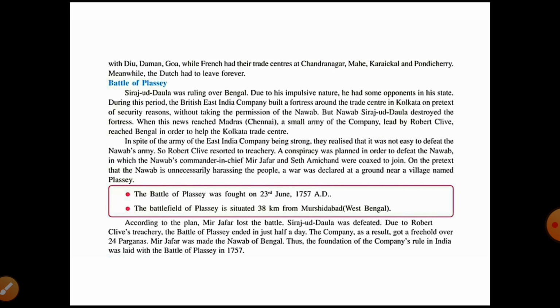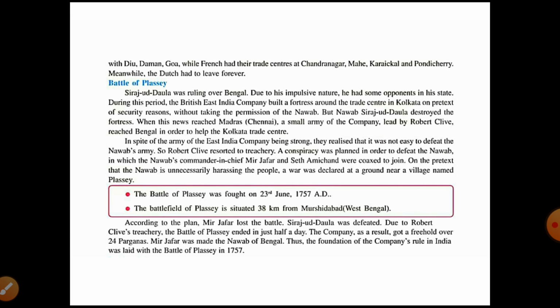According to the plan, Mir Jafar lost the battle. He did not fight the British army; he had joined them. So according to plan, he lost the Battle of Palsi. Due to Robert Clive's treachery, the Battle of Palsi ended in just half a day. It started in the morning and ended in the afternoon.